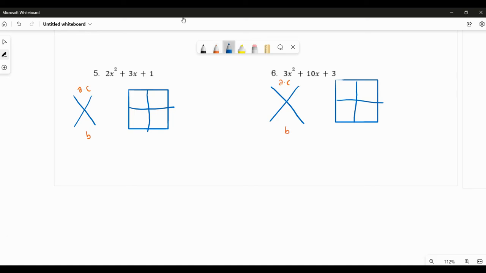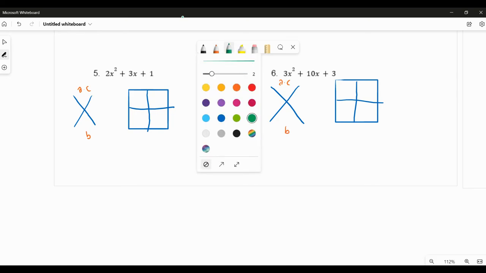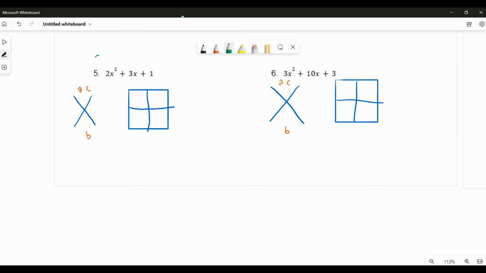But the actual process is going to be a little bit different because we're going to have to do a little bit more work. So with these ones, I like to always start off by listing my A, B, and C. A here is 2, B is 3, and C is 1. Okay, so A times C, 2 times 1, that's going to give me 2. And B, 3, is going to go on the bottom. And again, what goes here and here? Well, 2 is a prime number, fortunately for us. So the only factors of 2 are 1 and 2. So my job is easy. 1 times 2 is 2. 1 plus 2 is 3.